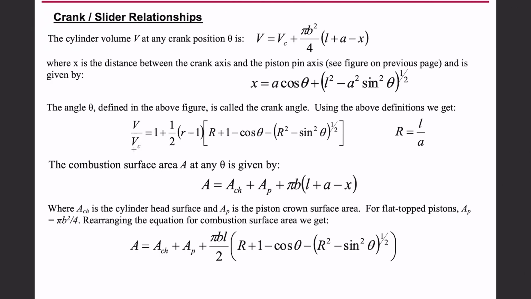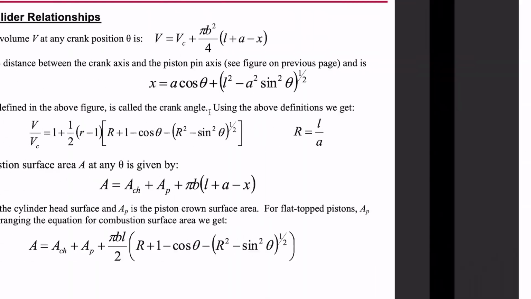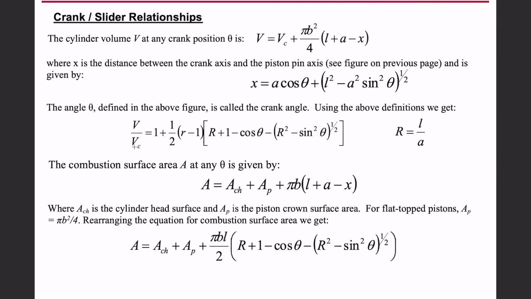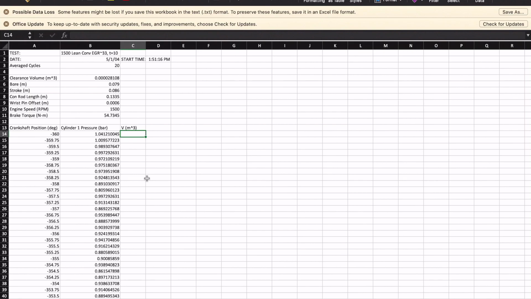So you have everything that you need to use this trigonometric relationship to calculate volume as a function of crank angle, right? So first thing that you want to do is create a new column here, which is volume, if I could type, volume in cubic meters, right, and then use your crank angle along with this relationship and the clearance volume that's given to you to calculate your volume as a function of crank angle, okay?